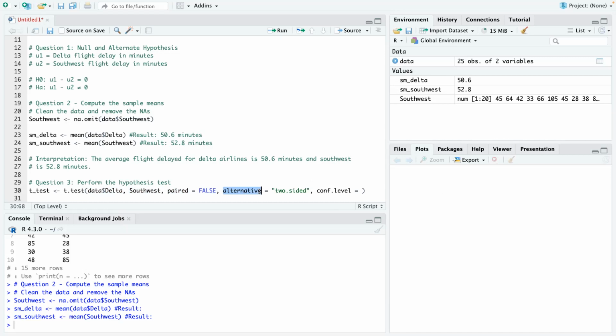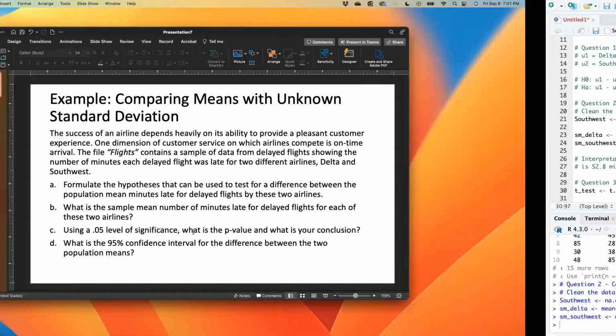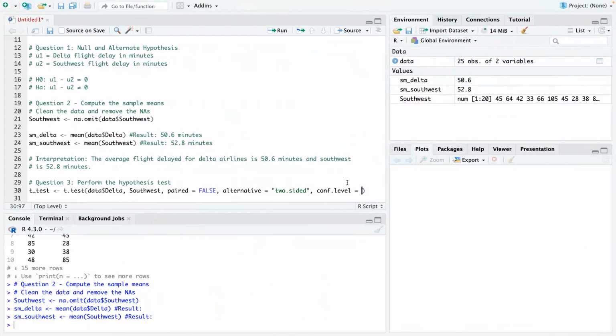Then the alternative: is it two-sided or one-sided? You have to state that here. In this case, it is two-sided. And then our confidence level is given to us as 0.05. So instead of saying 0.05, you just subtract it from 1, and it's 0.95, which is 95%. So that's what you would put there.